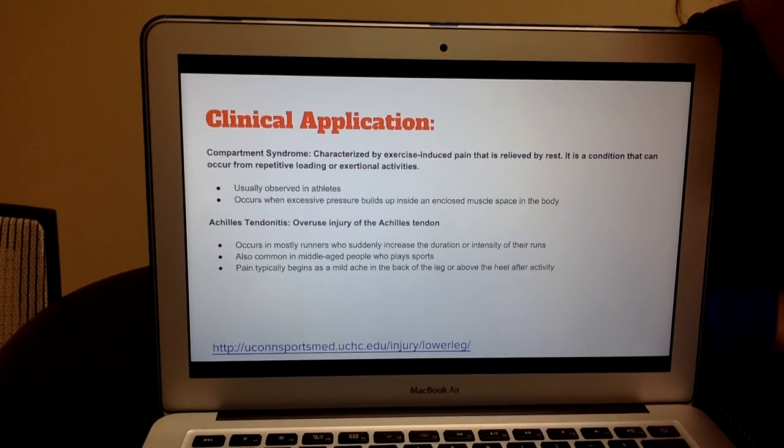And Achilles tendonitis, it's an overuse injury of the Achilles tendon. Pretty common. It's usually going to occur in runners, especially cross-country runners, because they're going to increase their duration or intensity of their runs. And you can actually find this in middle-aged people that come into the clinic, especially if they play sports on the weekend, so not all the time. They might feel a pull or pain in that Achilles tendon and come in and not understand why, because it usually begins as a mild ache in the back of the leg or above the heel after the activity. So again, it's all about rest and icing to reduce that inflammation and educating your patient.